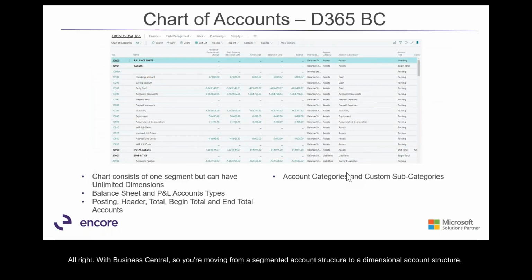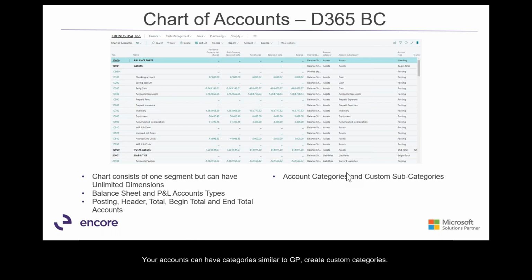Right, and with Business Central, you're moving from a segmented account structure to a dimensional account structure. The biggest difference you'll see here is you have just one account as your main account. With this main account, instead of using roll-ups, I can have header and total fields. For example, you see where it says total assets, account 10990. That's just a totaling account. It's totaling all of my assets. You can have total, begin total, and end total accounts, as well as header accounts.